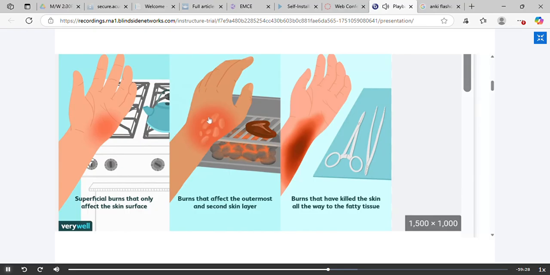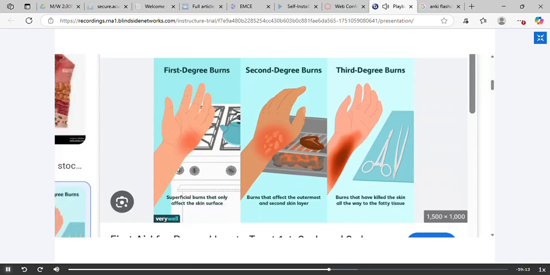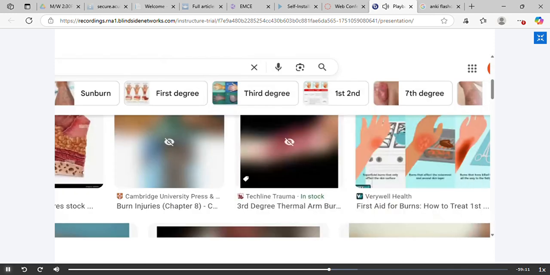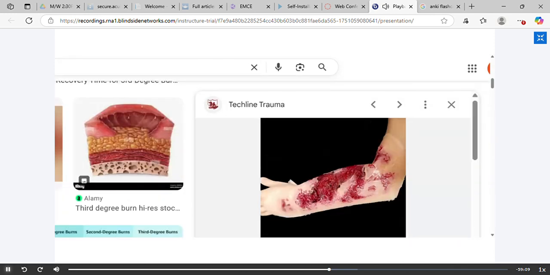Okay. Second degree, we've got those blisters, right? It's red, it's white, it's mottled, it's moist, it's painful with blisters. And then the first degree is that superficial, most outer layer of the skin, red, pink, and painful, no blisters. Okay, no blisters.